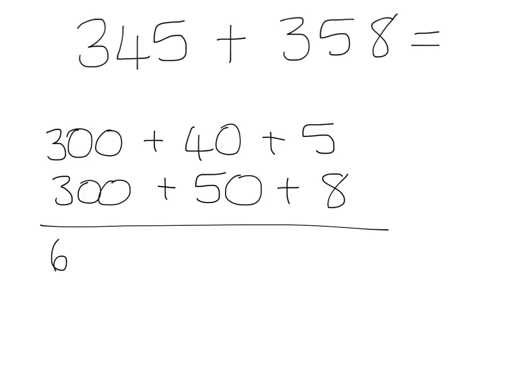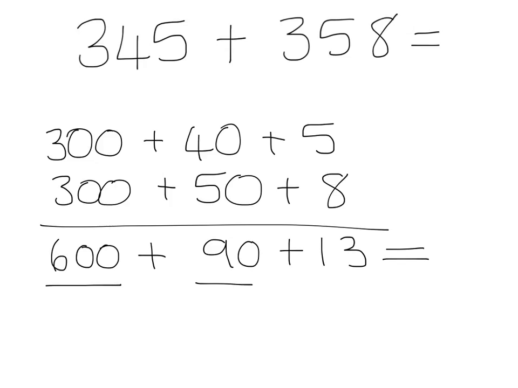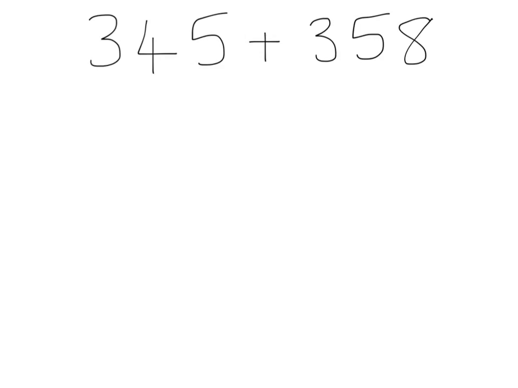The hundreds are totalled up, the tens are totalled up, and the ones are totalled up. 690, 703. Once children have shown confidence and competence with the jotting method, they can then turn the jotting into a method which looks a little more like the traditional standard method, and it would look like this.